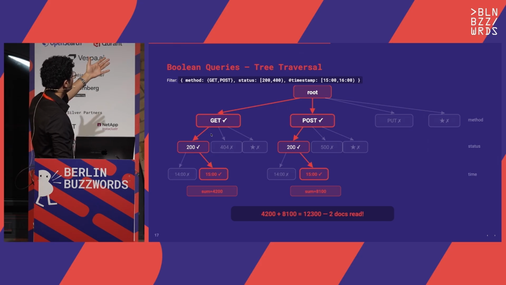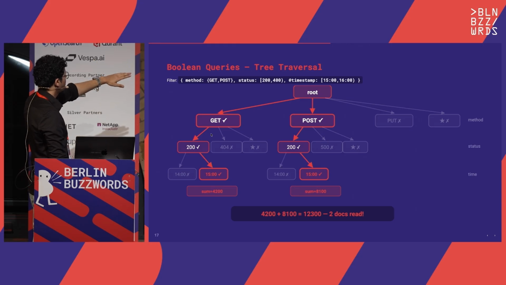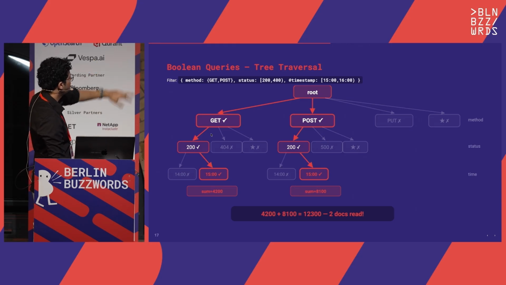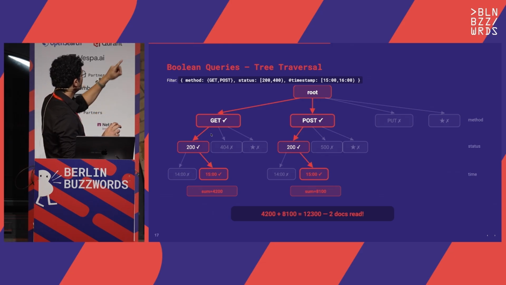Same for the 200 node as well. It has, let's say, two children, 14 and 15. We only want timestamps in the range of 15 to 16, so we'll prune out the 14 and the 14 from the next path as well. So basically, we have only two valid paths: root GET 215 and root POST 215.